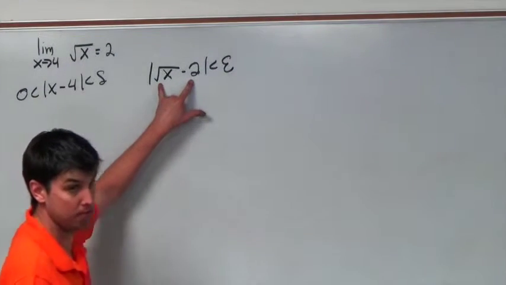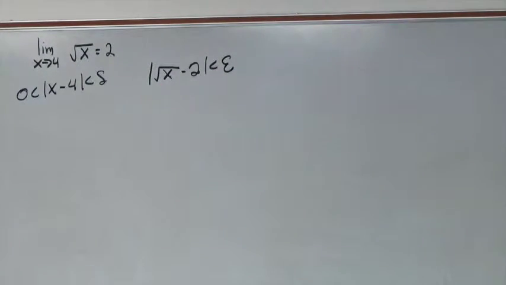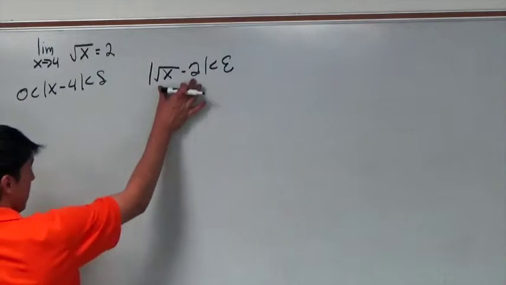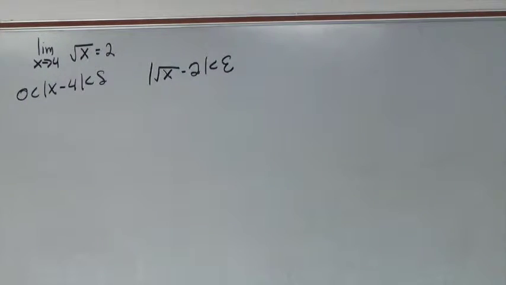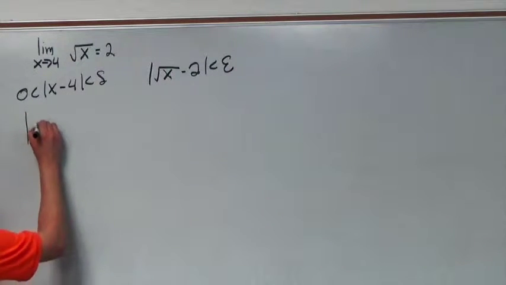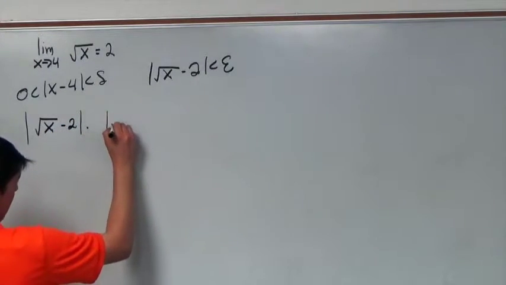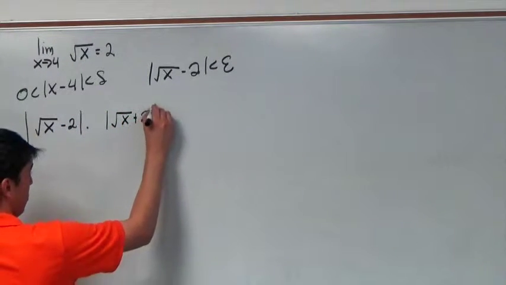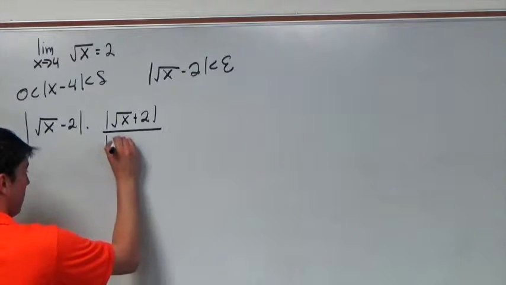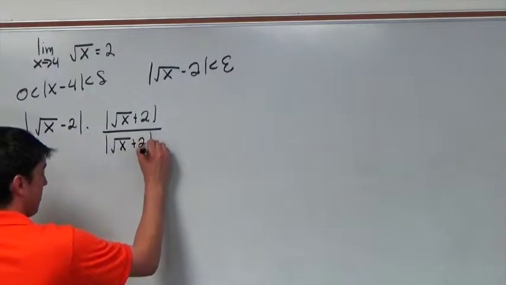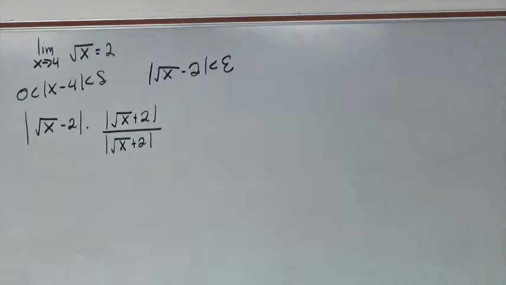So a little bit more challenging than factoring a quadratic. So what I'm going to do, instead of factoring it, is multiply it by the conjugate. I'm going to take my root x minus 2, and multiply it by root x plus 2 over itself. You can only multiply it by 1 without changing it.